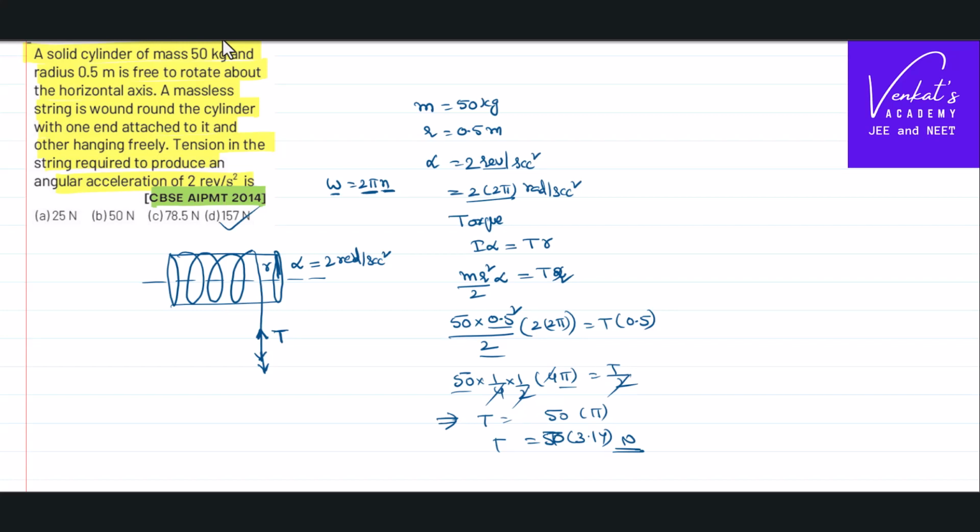So the most important aspect of solving this problem is equating the torque from the rotational dynamics, I alpha, to the basic definition of the torque as force into perpendicular distance. One more important thing is the moment of inertia of a solid cylinder about its natural axis is mr square by 2. Once you understand these two, solving this problem shall be a very easy task and you can get this answer quite quickly.